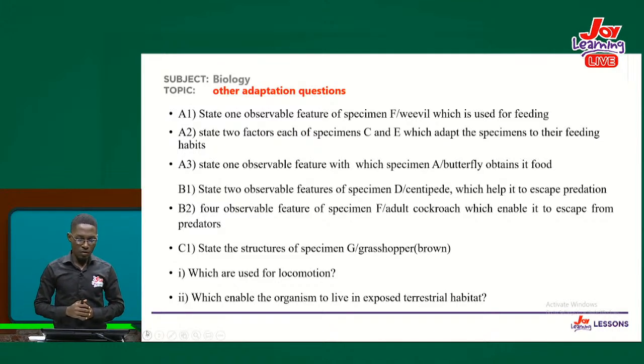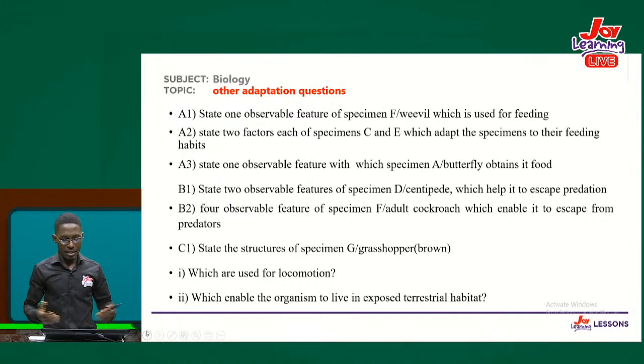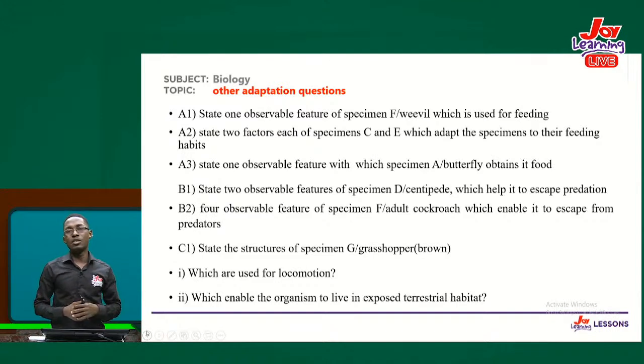State two features of specimen C and E, which adapt the specimen to their feeding habits, the same thing. State one other feature with which specimen A, or butterfly, obtains its food. We all know it has the proboscis. So they are asking you how they use it. So presence of maybe coiled or long proboscis for what?